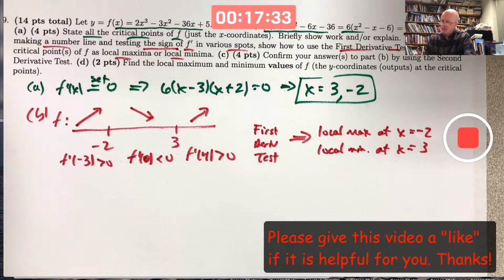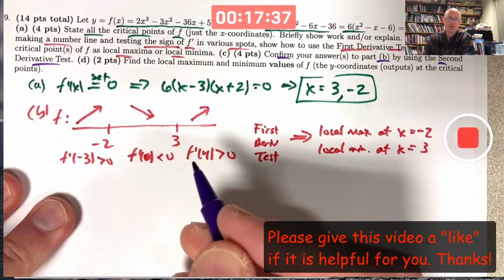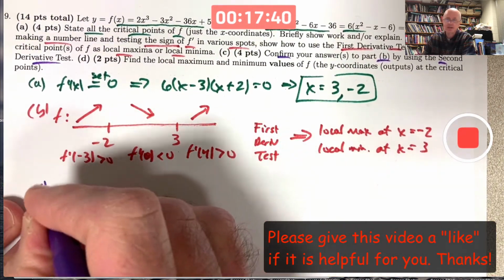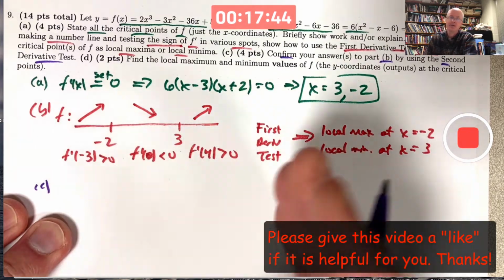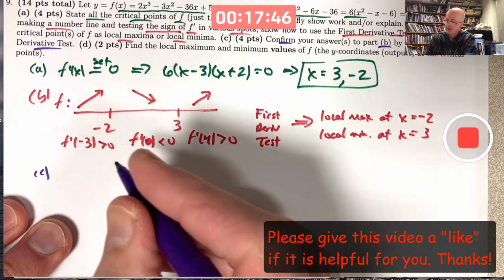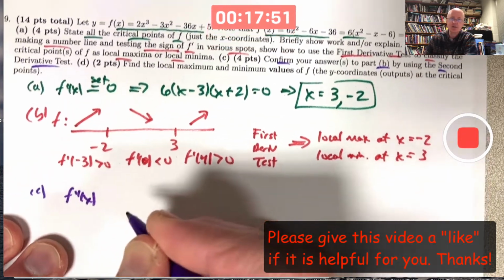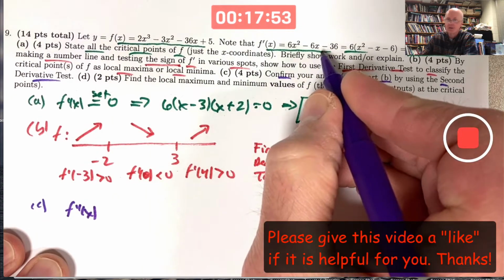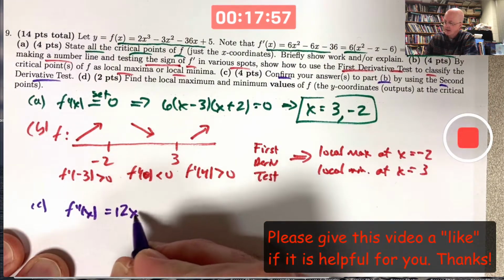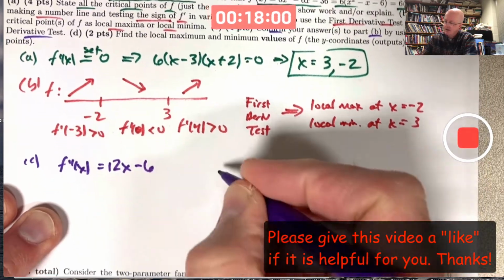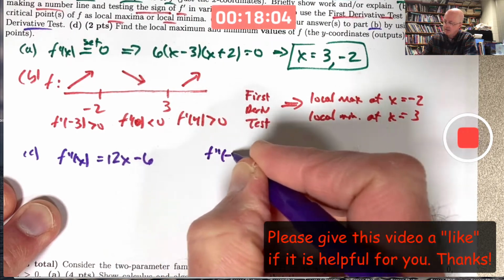On to part C, we're confirming the answer to part B by using the second derivative test. The second derivative test tells you whether you have local maxes or mins based on the sign of the second derivative at the critical point. And again, technically the continuity of the second derivative is relevant as well. What is the second derivative here? Well, okay, I didn't tell my students this one, but let's go ahead and find it here. Look at the first derivative in this form. You can see the second derivative is going to be 12x minus 6. Plug the critical points into the second derivative. F double prime of -2.